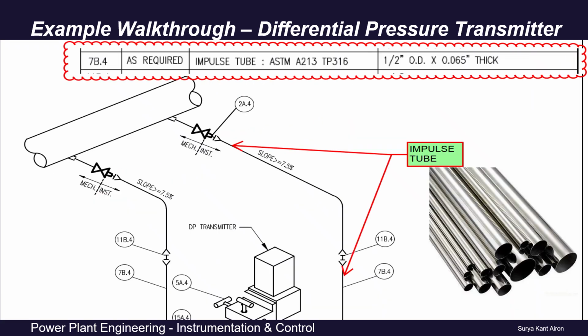Next, to transmit process pressure or temperature from the process to the instrument, we use impulse tubes. The impulse tubes are basically hollow tubes. The material used is ASTM A213 TP316. It is a type of austenitic stainless steel, basically seamless tubing used for high temperature and high pressure. Minimum thickness used is 0.065 inches. As the other side of the pipe weld connector is compatible with half-inch compression tubing, the impulse tube of half-inch OD, meaning outer diameter, is used.